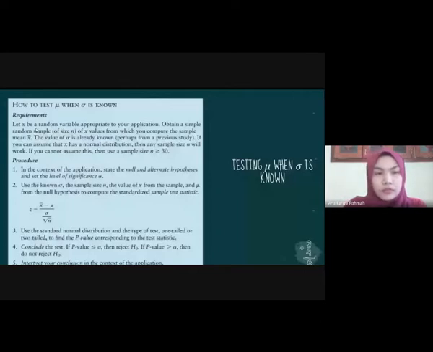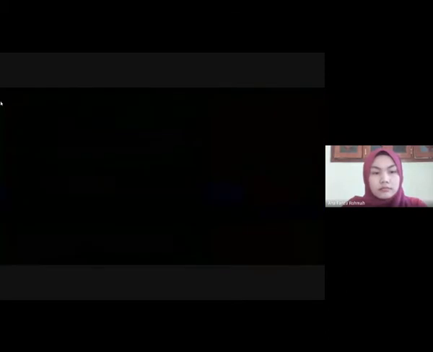And the procedure is: first, in the context of the application, set the null and alternate hypothesis and set a level of significance alpha. And the second is use the known standard deviation, the sample size n, the value of X bar from the sample, and mu from the null hypothesis to compute the sample test statistic. And the formula is Z equals X bar minus mu divided by standard deviation over square root of n.